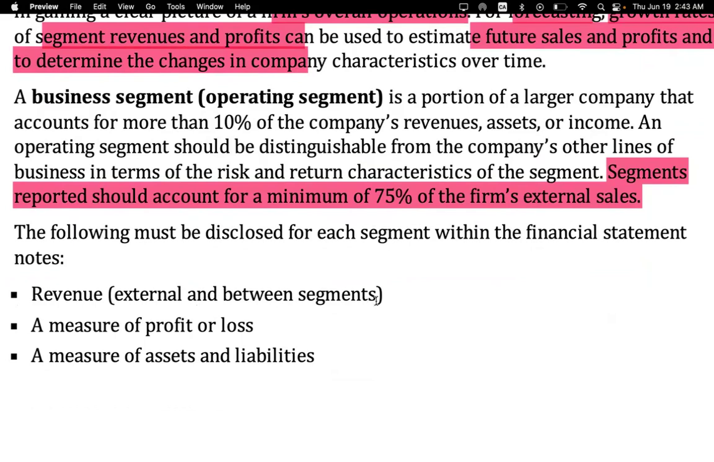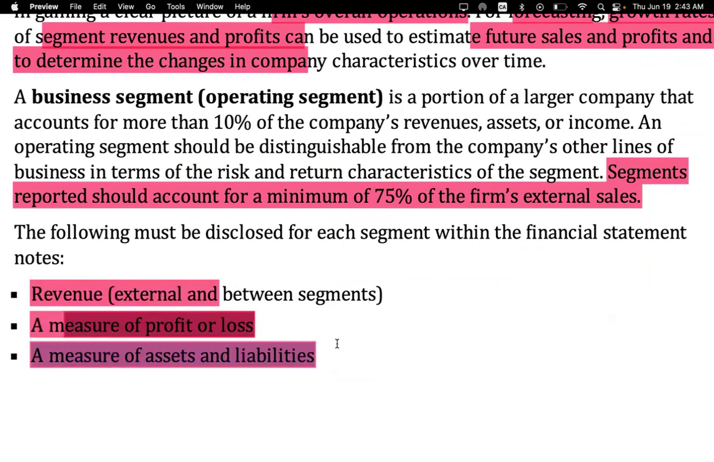Okay, when you're reporting your segments, you should disclose. In my experience, at looking at the mock exams and everything, disclosures are not that important, but let's look at them. When you're disclosing, the following must be disclosed. So you should look at revenue, measure of profit or loss, measure of assets and liabilities.